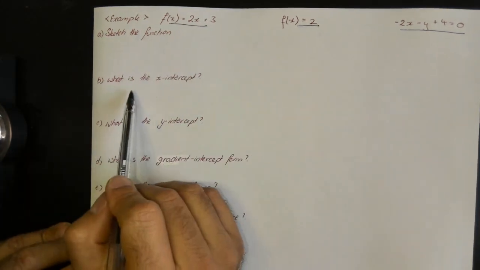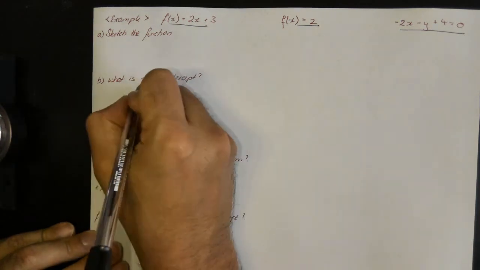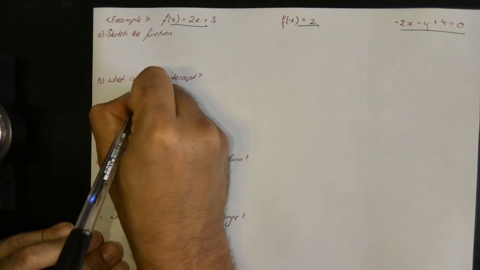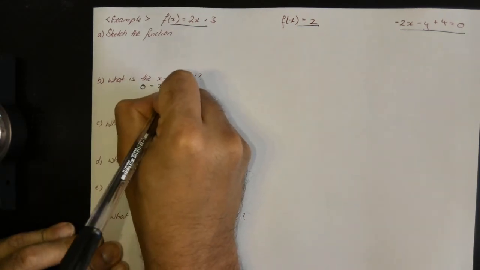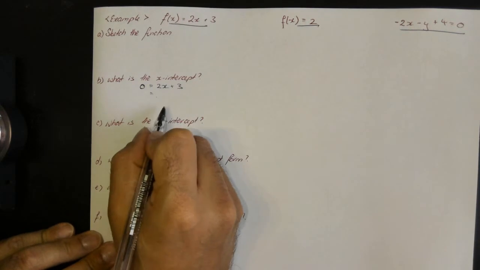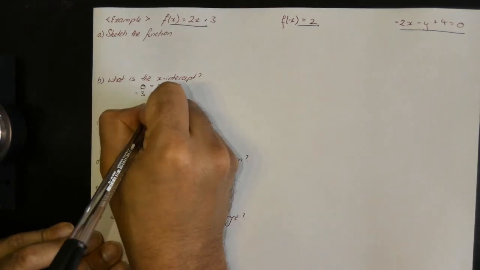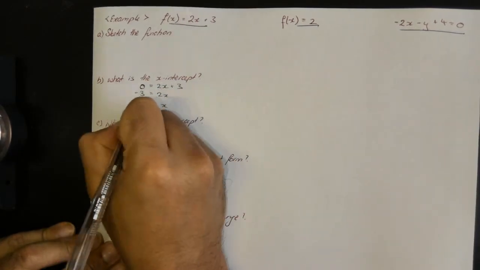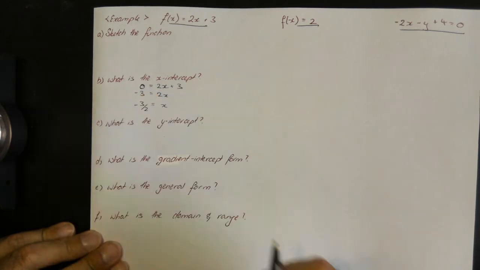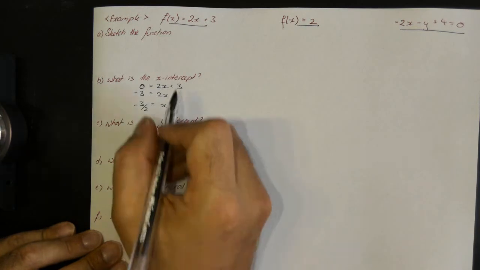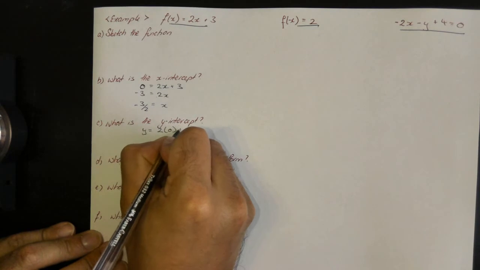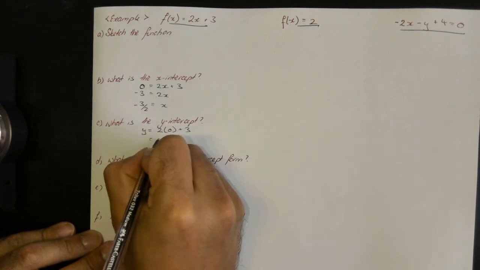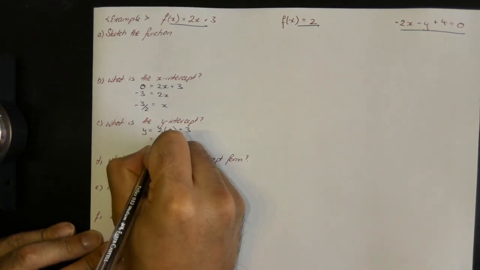Okay, so let's figure out first, what is the x-intercept? Well, the x-intercept happens when y equals 0. Solving this, I get negative 3 over 2. I get x equals negative 3 over 2, or negative 1.5. Okay. So what's the y-intercept? Well, that's when x equals 0. So y equals 2 lots of 0 plus 3. And that gives me 2 times 0, 0 plus, it gives me 3.